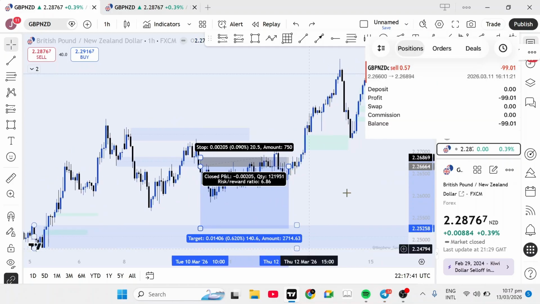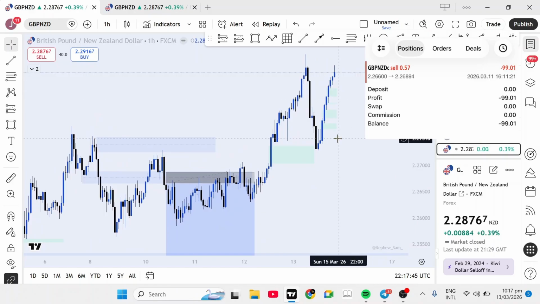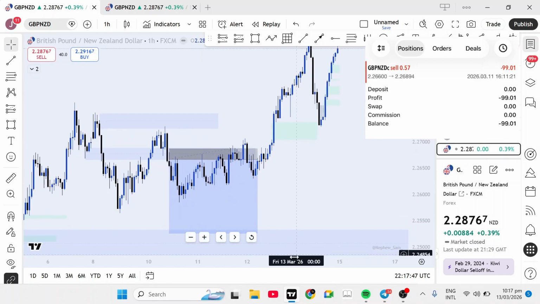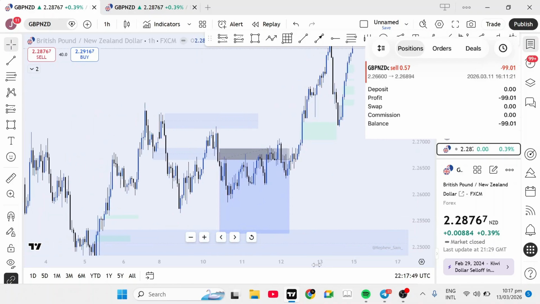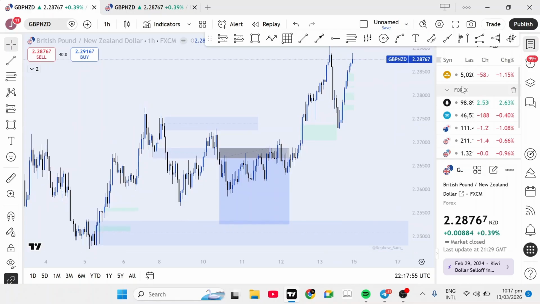So this was the trade on GBP/NZD. This is the trade result right here, and it came out for a loss. We took a 10% loss right here, which is equal to $1. And the next trade that we took a loss on, I think, was on gold.